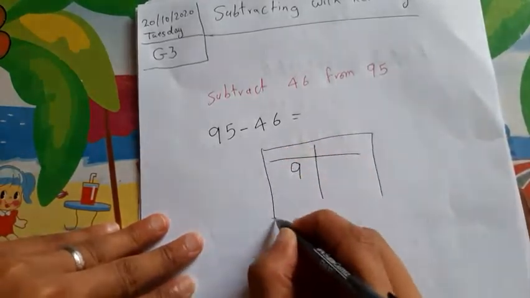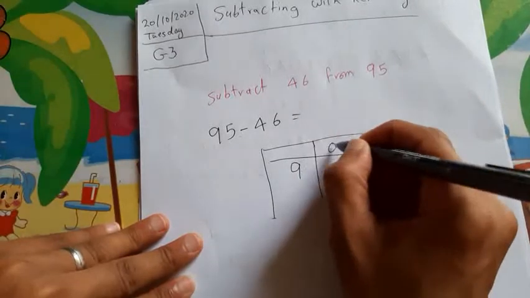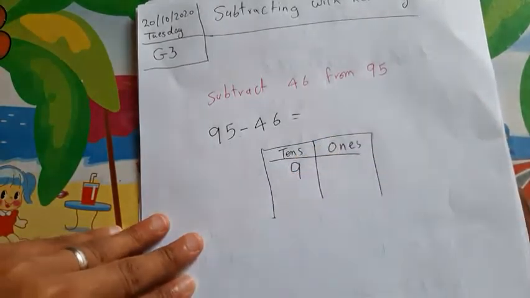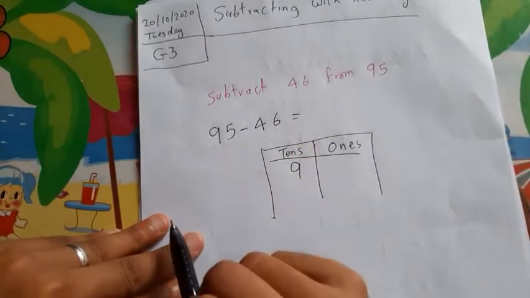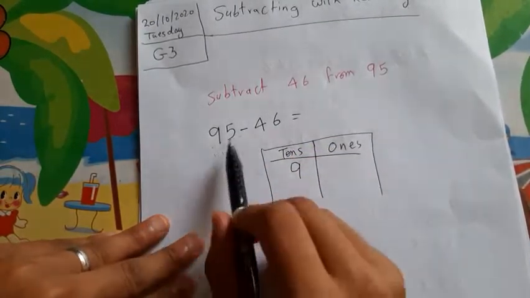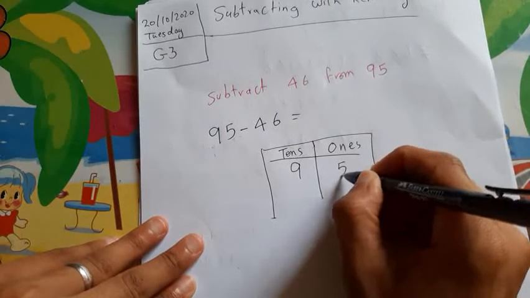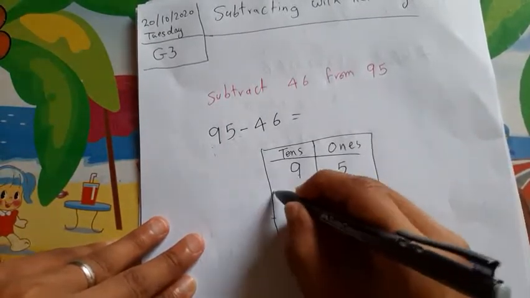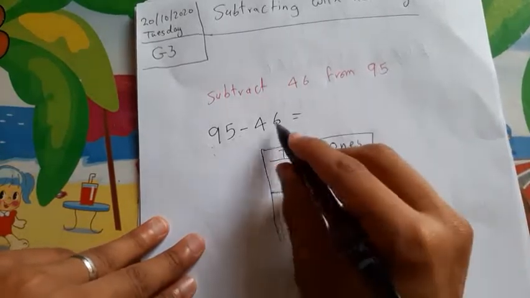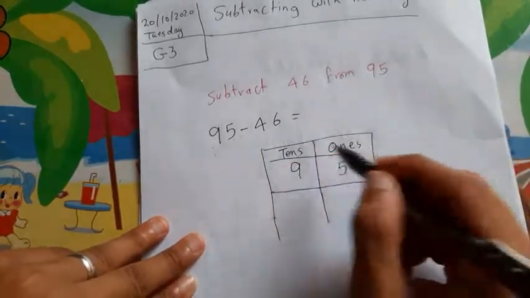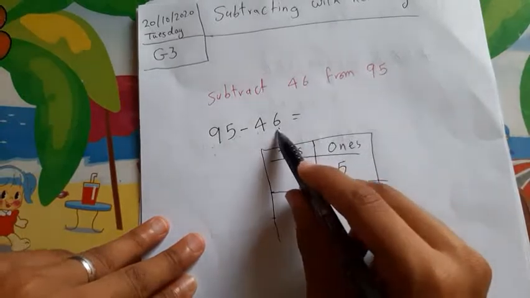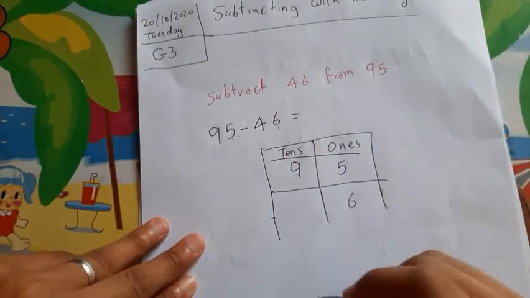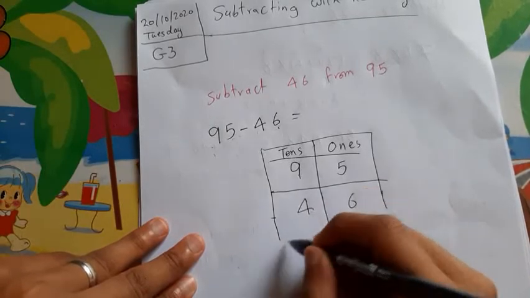The ones and tens table. Ones and tens. 95. Where is the ones? Where is the tens? 5 is in the ones and 9 is in the tens, right? What about 46? Where is the ones? 6 or 4? The ones is 6 because it's on the right. So 6 is the ones and 4 is the tens.